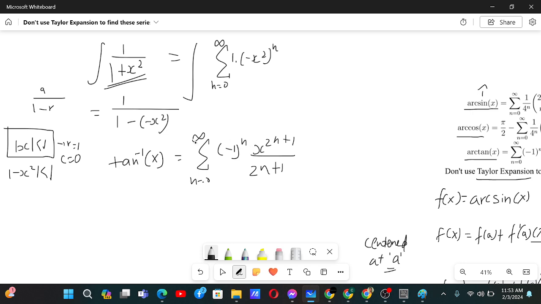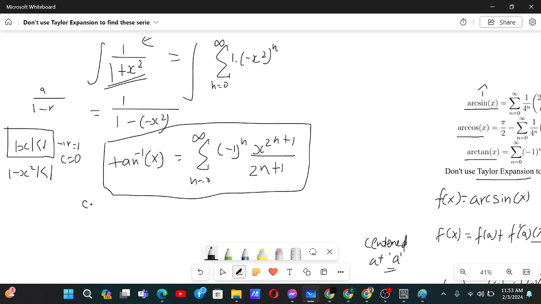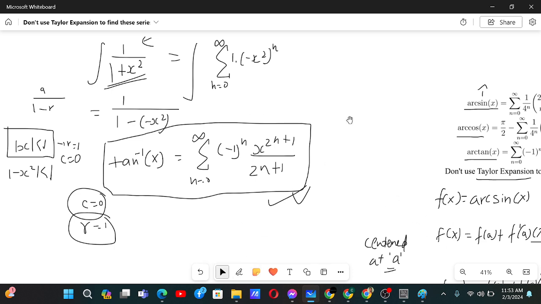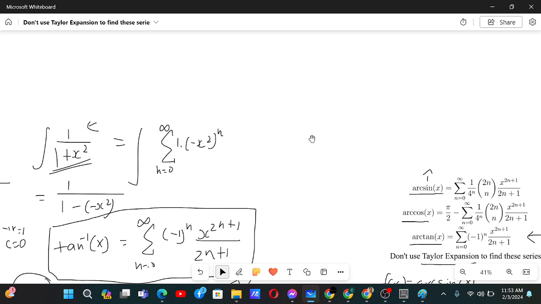In this way we get the series expansion, and the center of convergence will be the same as that of the previous series. So the center will be 0, and the radius will again be 1, and the endpoints of the interval need to be checked again. So this is how we can find the series expansion without using the Taylor series. And now let's proceed to the other ones, arc sin x and arc cos x.